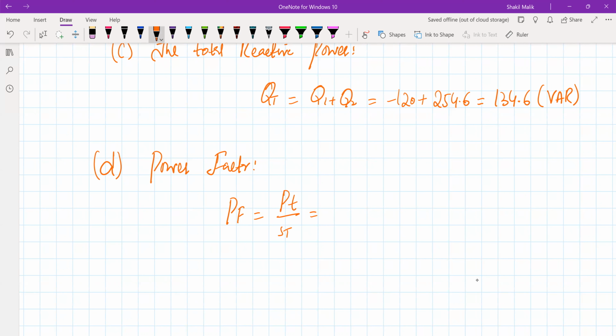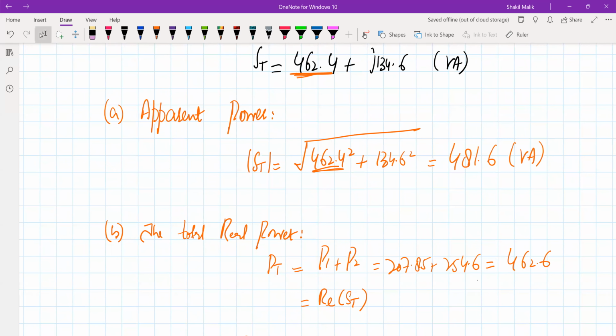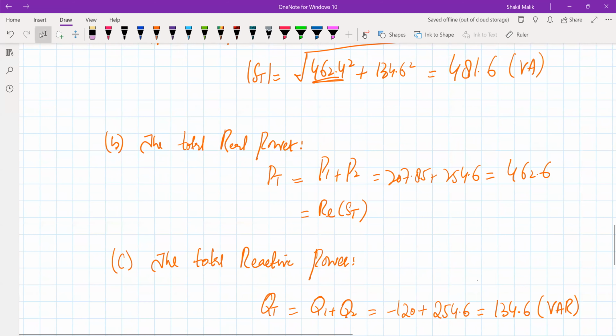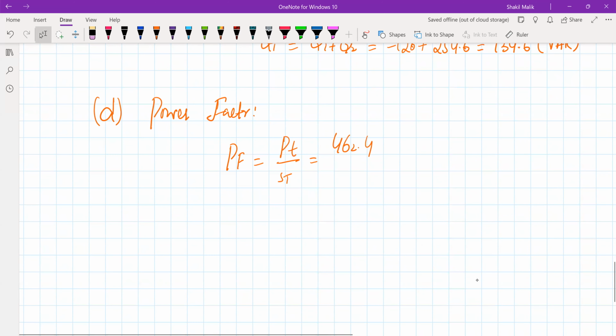So how much is this? PT is 462.4, I guess. How much is this? PT 4.4 divided by ST. ST is 481.6. So the power factor of the load is 0.96, and it is lagging.